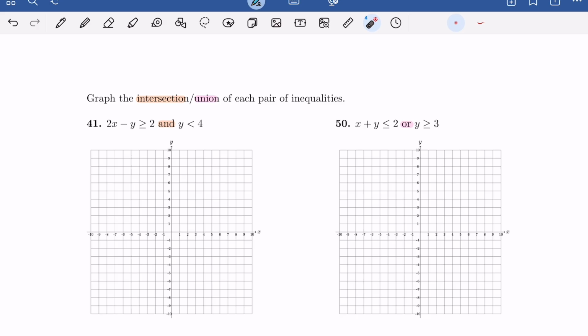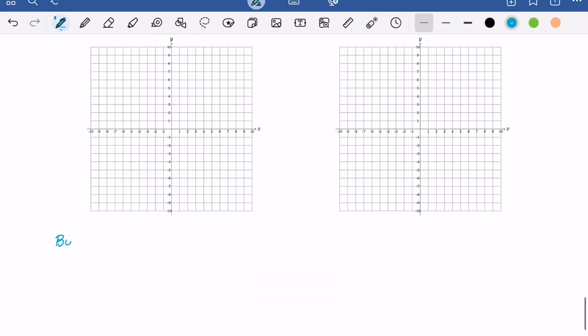Like I said, the process is similar. So what we're going to first do is find our boundaries. And in this case, we have two different inequalities, so we're going to have two boundaries.